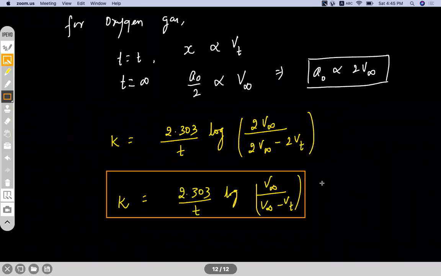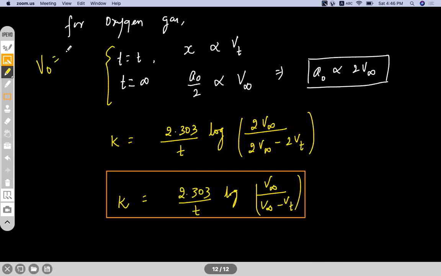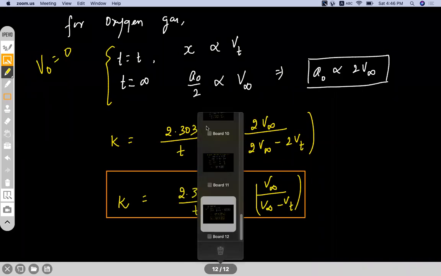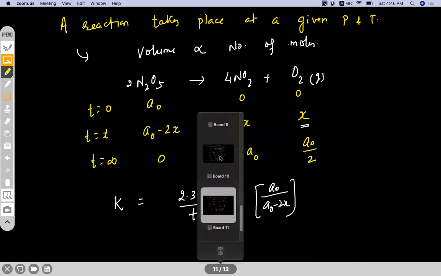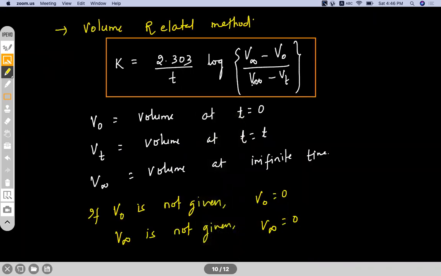Okay. Now you see, if you compare with the first method that I told you, V infinity minus V naught by V infinity minus Vt, I told you that whatever is not given, just substitute it as 0. So for this given data, what is the value of the initial volume V naught? It is not given. So V naught should be 0. If you substitute V naught as 0 in the expression that I've given you here, you see you'll get the same expression.